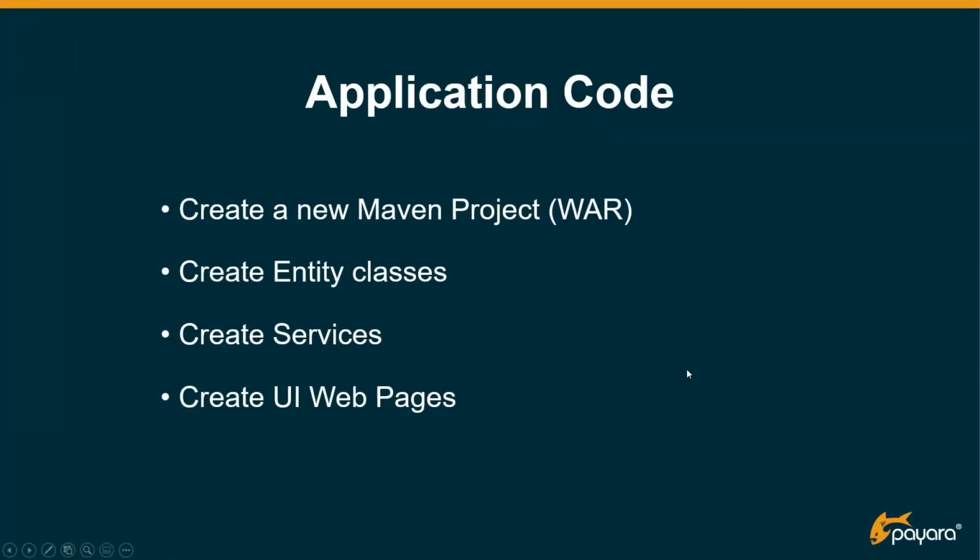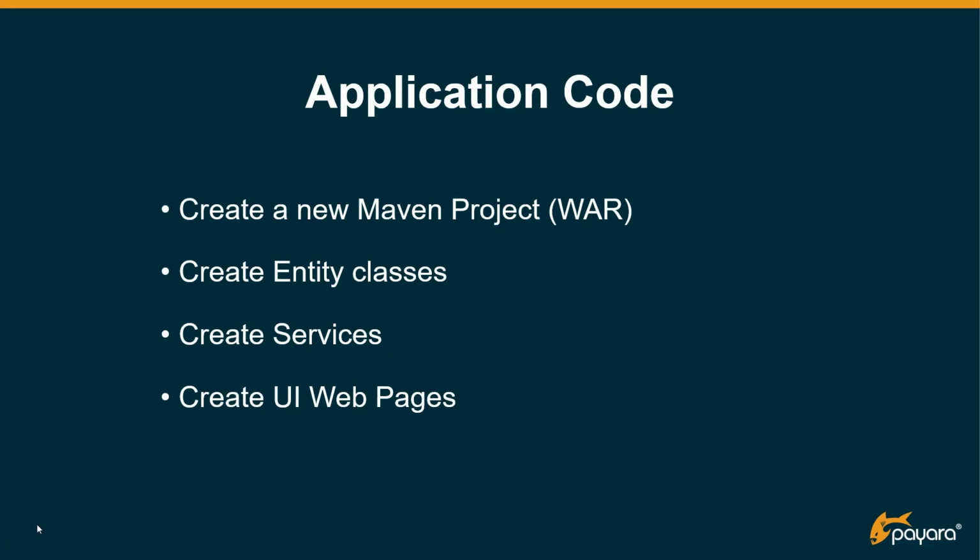Let's focus on our application code then. First, we'll start by creating a new Maven project, which will be of type WAR file. Then we'll proceed to create the 2 new entity classes, which will be the user and quality entities. We'll prepare services in order to persist the data of both, and then finally we'll create user interface web pages for the views that we discussed earlier using Jakarta Server Faces.